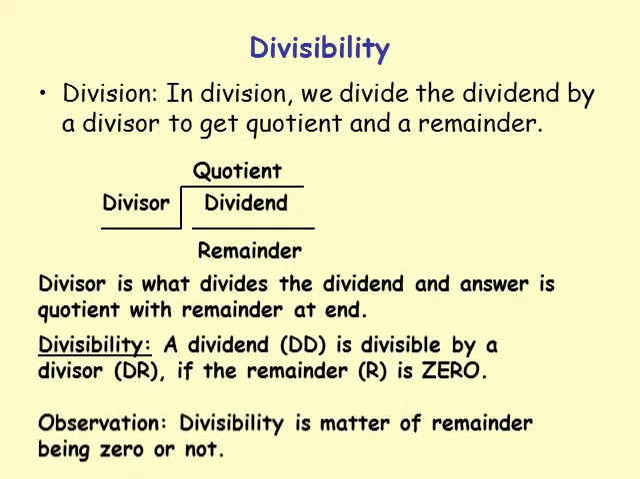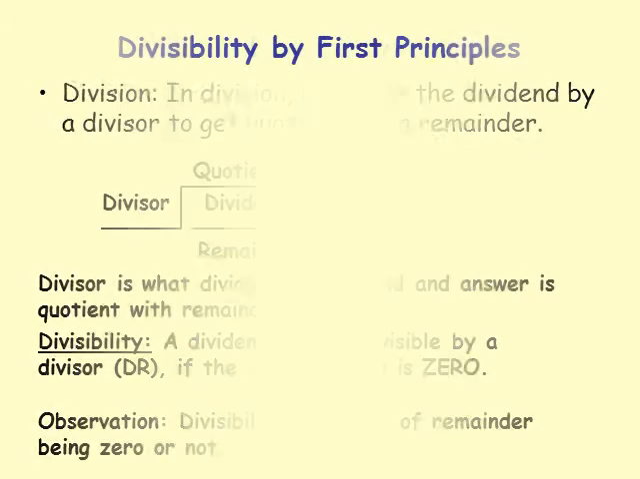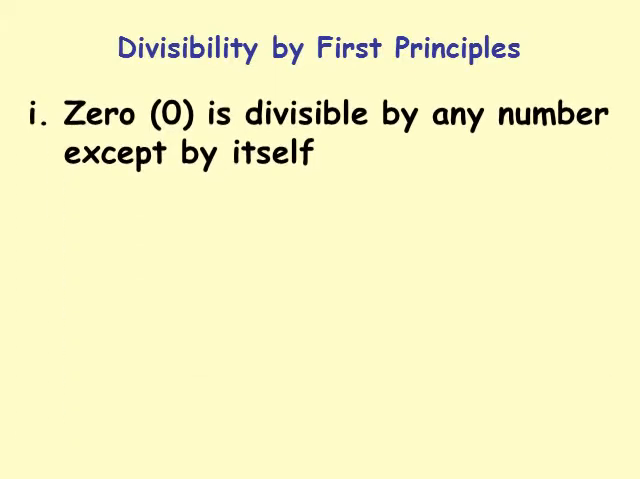Let's continue here. In divisibility, a dividend is divisible by a divisor if the remainder is 0. It's a matter of the remainder being 0 or not. Observation: divisibility is a matter of the remainder being 0 or not. So we'll concentrate on that in this section. Let's look at first principles regarding divisibility.